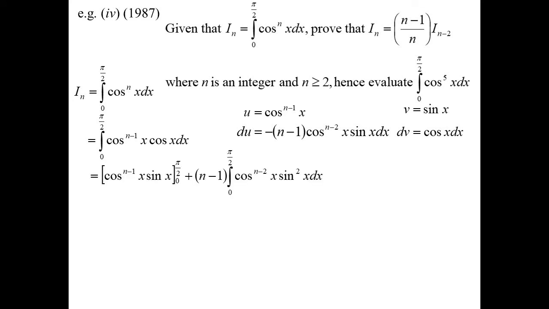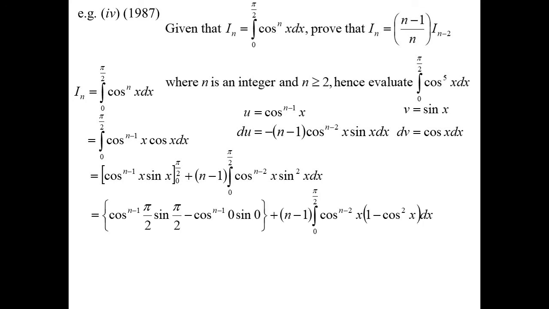So we get uv. Look at this closely. I'm going to sub in pi on 2. Well, the cos of pi on 2 is 0, so that's 0. And then I'm going to sub in 0, but the sine of 0 is 0. So that part there just is 0. So really, I've now just got my integral, n minus 1 times the integral of cos^(n-2) x sine squared x. The sine squared I'll change to 1 minus cos squared.